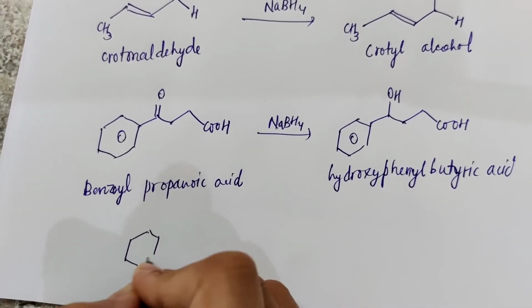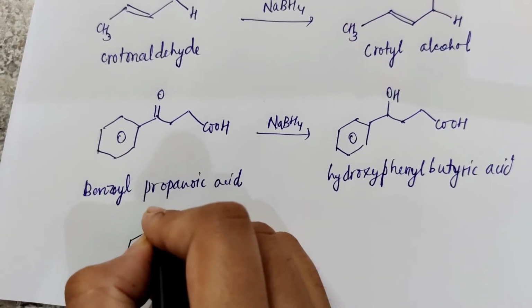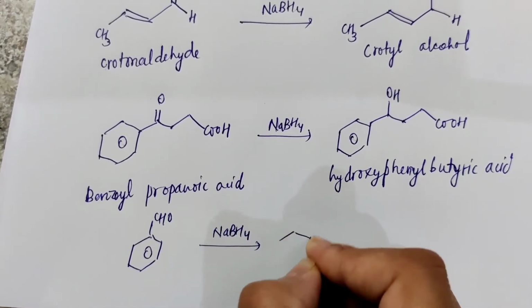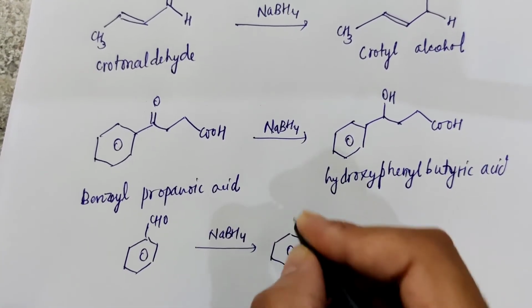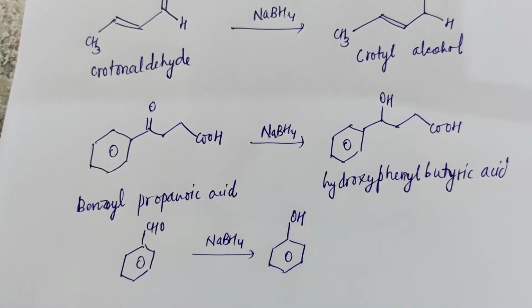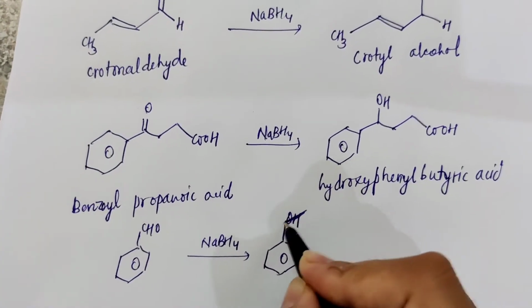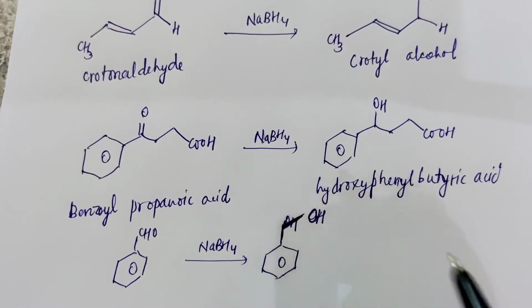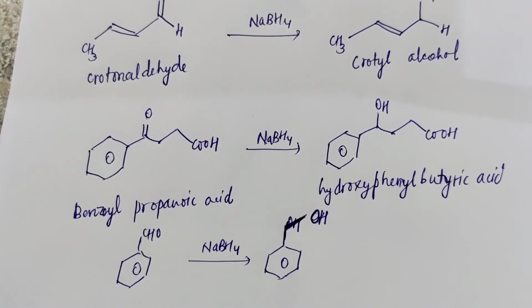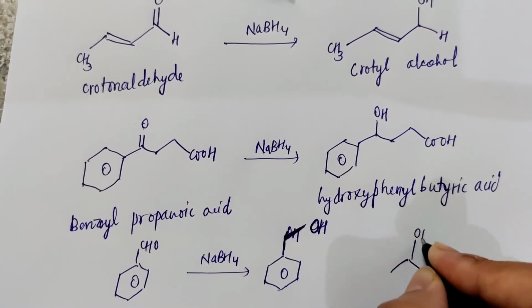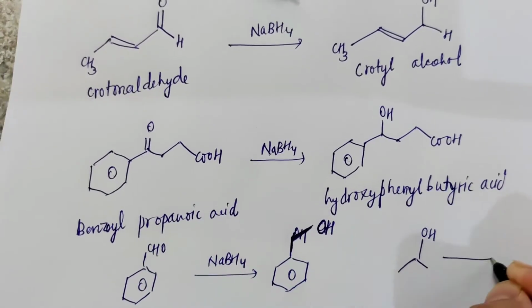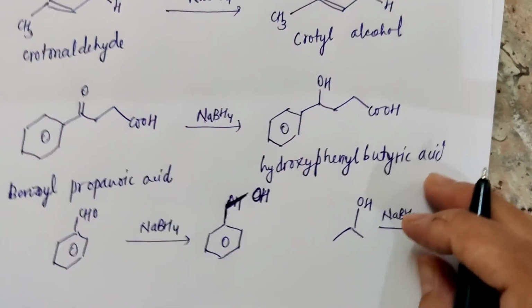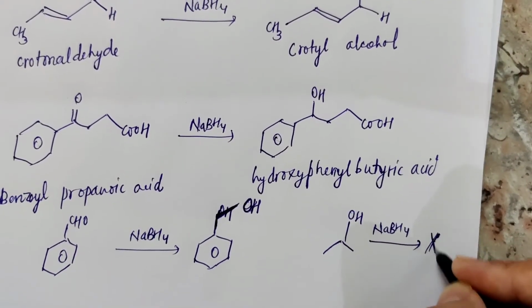Let's take another example. This on reacting with NaBH4 will give us one more carbon, OH. This will be the product. If you have an alcoholic group itself, what will be the effect of NaBH4? There will be no reaction in this case.